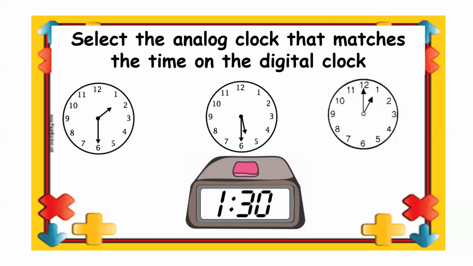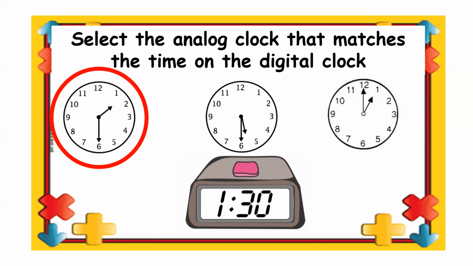Now, let us select the analog clock that matches the time on the digital clock. What time does the digital clock say? Well done. It is 1:30. Now, which of these analog clocks show 1:30? Is this what you chose? Excellent work. This clock shows 1:30.